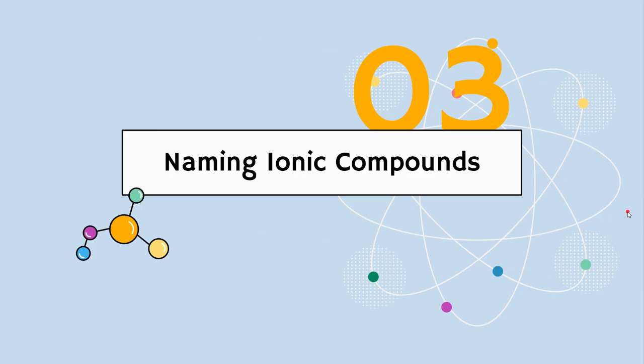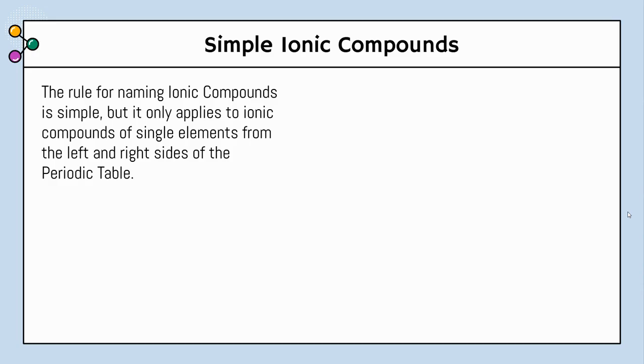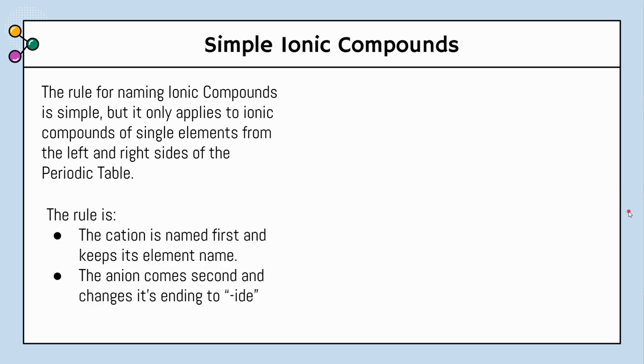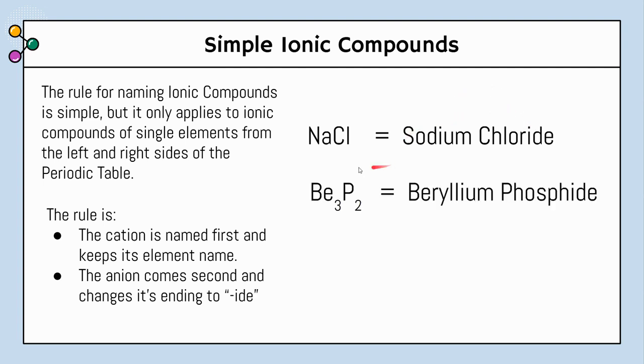Now, when it comes to naming ionic compounds, there's a few relatively simple rules. When it comes to simple ionic compounds, 1 element from the S block and 1 element from the P block, the rule is we always name the cation or positive first, and it keeps its name. The anion always comes second, and it changes the ending to "ide." So for sodium and chlorine, sodium with a +1, chlorine with a -1, sodium comes first and stays the same, chlorine comes second and changes to chloride, forming sodium chloride.